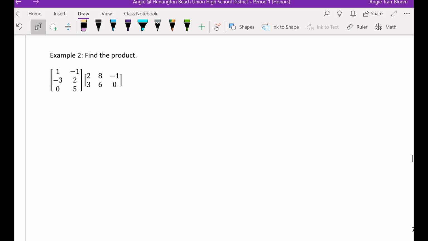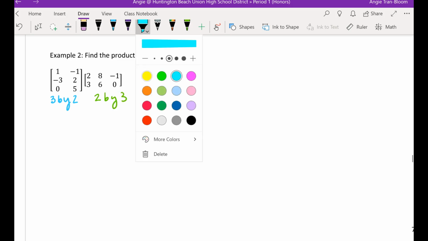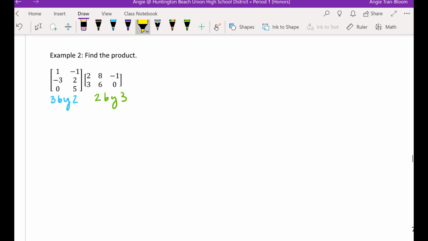To check that, you need to find the size of each matrix. The size of the first matrix is 3 rows by 2 columns. The size of the second matrix is 2 rows by 3 columns. Remember, I taught you this before if you were listening. If the inner values are the same, that means you can multiply, okay? Now the outer values are what the product is going to be. So the final answer would be a 3 by 3, okay?